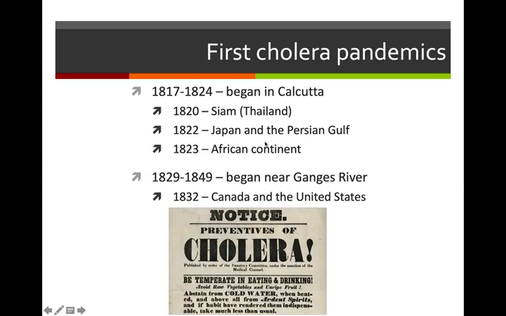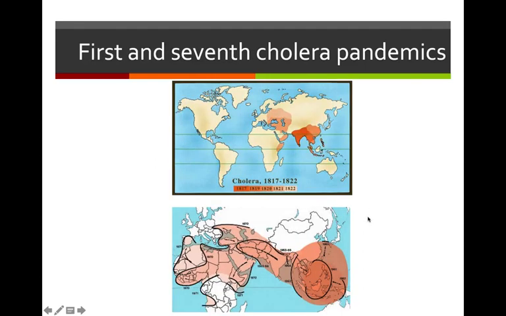The first pandemic began in Calcutta. It spread to Thailand, Japan, the Persian Gulf, and the African continent. The second began near the Ganges River and eventually made it to Canada and the United States in the 1830s. So again, we can see the first, and this is the 7th pandemic. It's just spreading throughout the world.